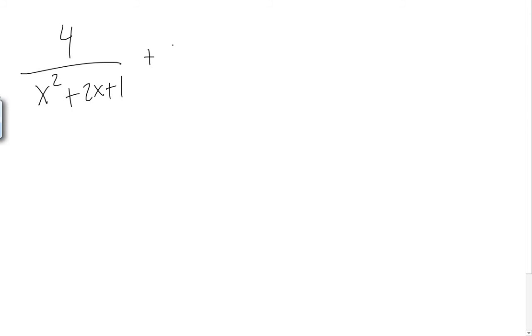All right, let's say we're asked to add 4 over x squared plus 2x plus 1 and 7 over x squared minus 1. Again, very similar to before. This one on the left factors to be... I'm sorry, it's not a difference of squares. It's a perfect square trinomial. So the two numbers that multiply to 1 and add to 2 are x plus 1, x plus 1. It factors to be x plus 1 squared.